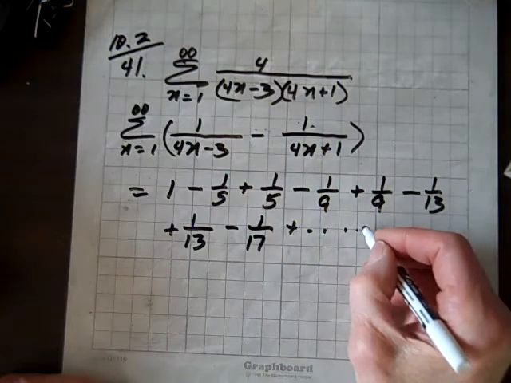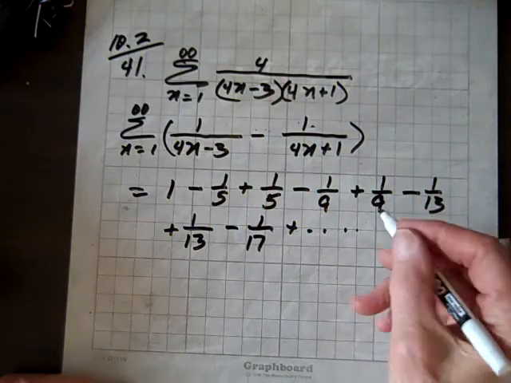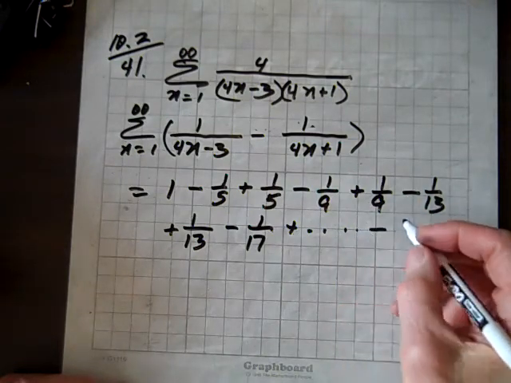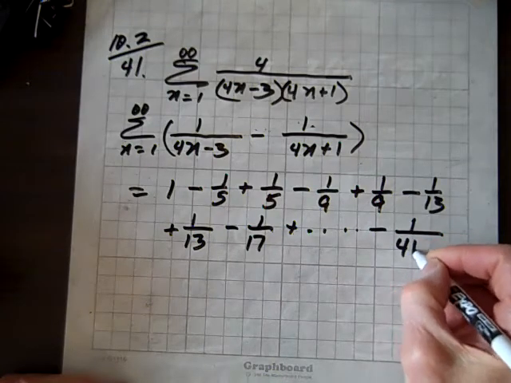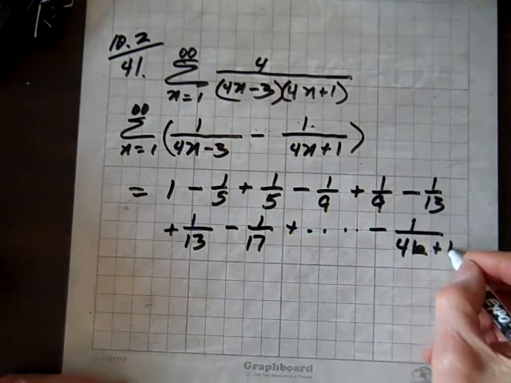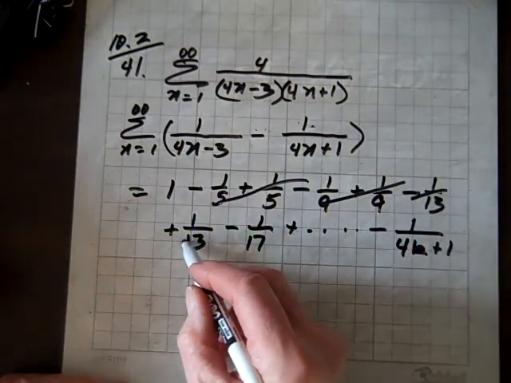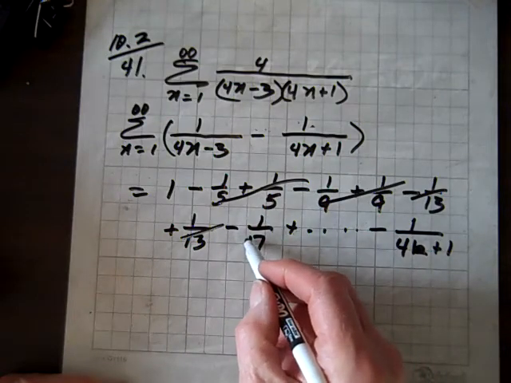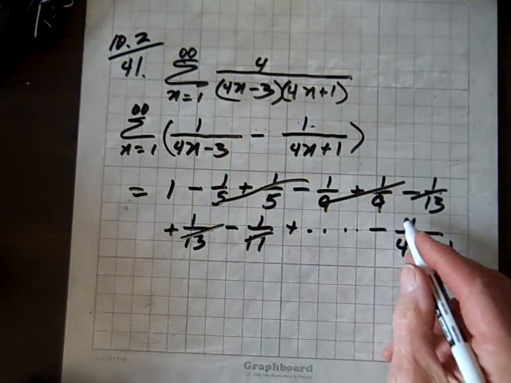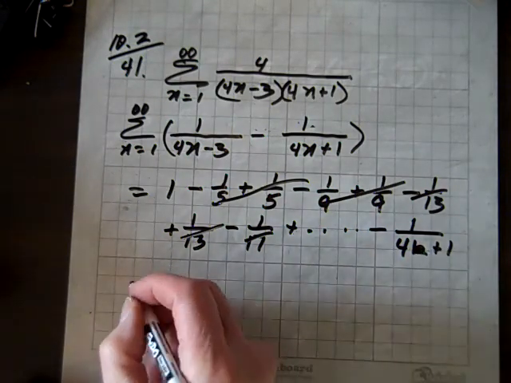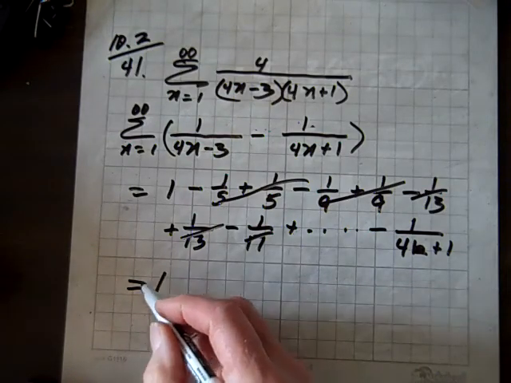plus plus, and we'll wind up with a minus, since the previous term will add out, 1/4k plus 1. And notice how these terms continue to add out. We've got a telescoping series here. And so the limit as k goes to infinity for this term is 0. So ultimately, this thing converges to 1, and we're done.